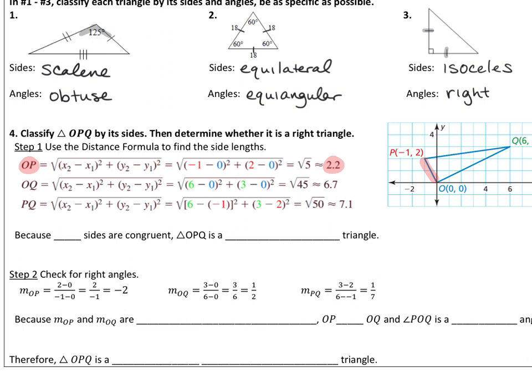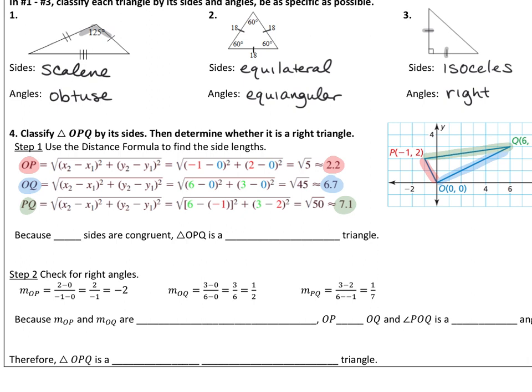Then they come in here and they're going to do O to Q. O to Q is this side length that goes like this. So the length from O to Q, again, using the distance formula, which you can see there, another example we've done before. Plug in all the x1s and y1s, x2s and y2s, we get 6.7. Then they come over here and they do from P to Q. And again, using the distance formula, they get 7.1.